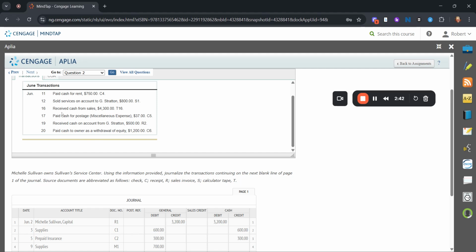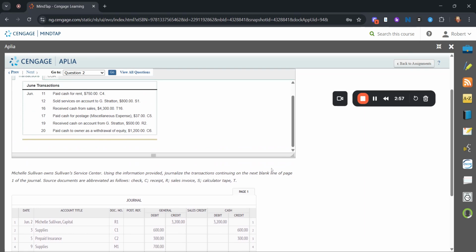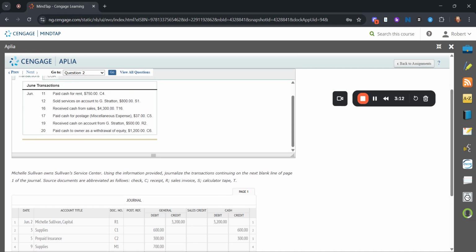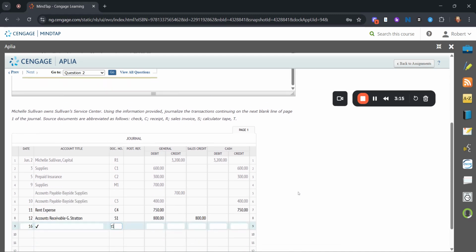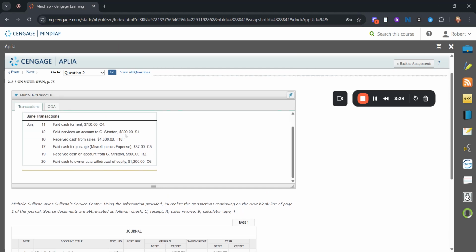So we have a transaction for the 16th, received cash from sales. There's that calculator tape or cash register tape. So that's on the 16th. So let's put a 16 here. So there's no general account to put it under. We'll just put in a check mark. Put a T for tape. 16. So it's a sale. So $800.